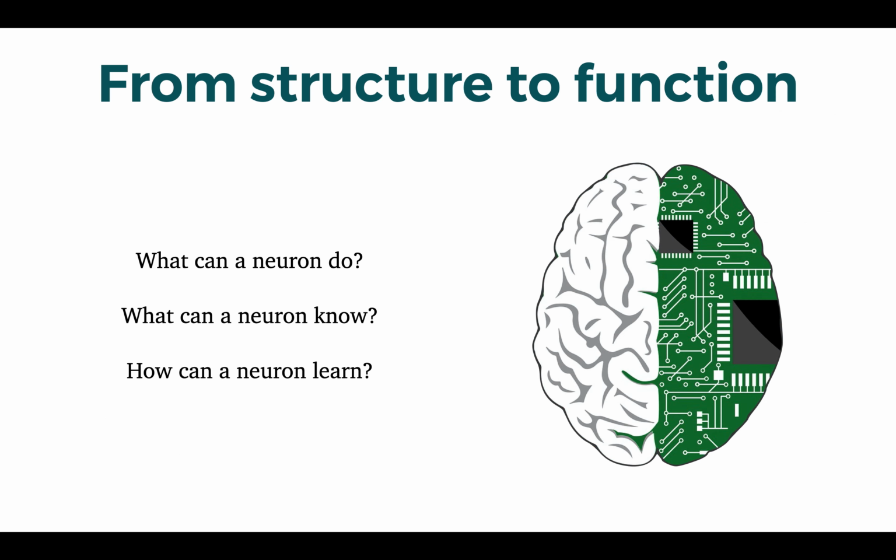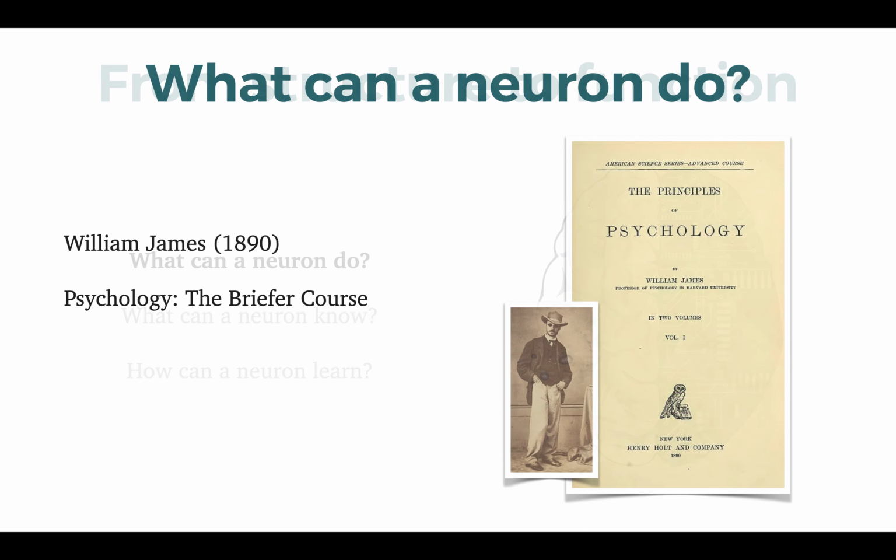Okay, so when we think about modeling the mind with the machine, we have to ask certain questions. And the first question that we want to ask is, what can a neuron do? Okay, so we need to be able to set up our model to do what it is that we need it to do. Like the actual model unit has to have the same function as a neuron, right? So what can a neuron do?